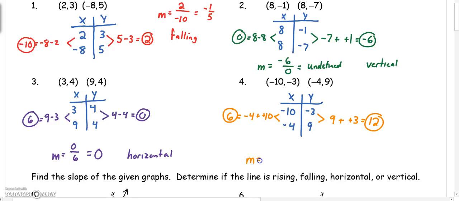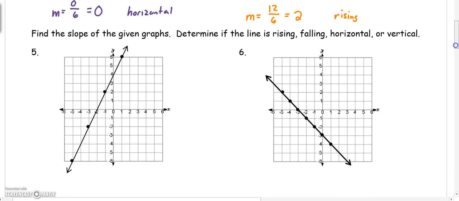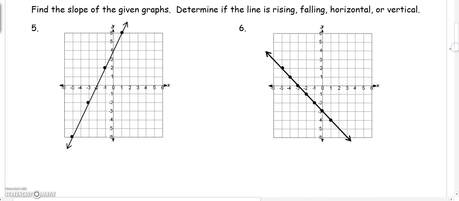So my slope here is change in y 12 over change in x 6, which reduces to 2, or we could write 2 over 1. Because my slope is positive, that means this time my line is rising. Now let's switch gears and look at finding the slope given a graph. Same thing, we're going to find our slope and determine if the line is rising, falling, horizontal, or vertical.